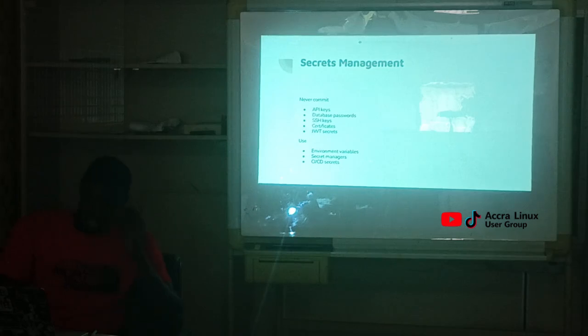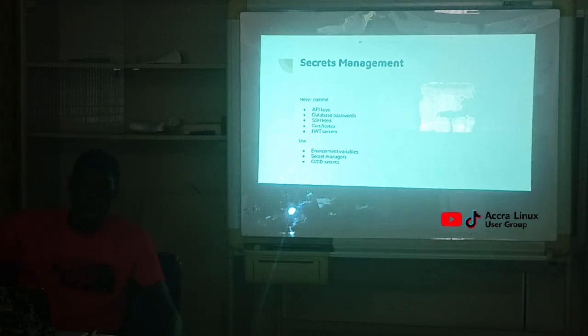Then secret management. When I say secret, I'm talking about passwords, tokens, API keys, database passwords, SSH keys, certificates. I think I demonstrated the last time with Mr. Santo. And then JWT, the JSON Web Tokens. So JWT secrets, to the layman, are all forms of passwords that we use. So when I say never commit, I'm talking about never putting them on the internet.